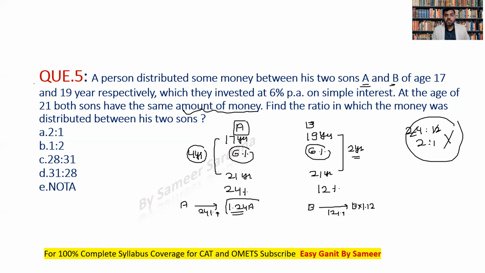Now, both of these two amounts are the same. That means 1.24A is the same as 1.12 times of B. Can I say that A upon B will be 112 upon 124? That is 28 upon 31. The answer would be option C. Everybody?